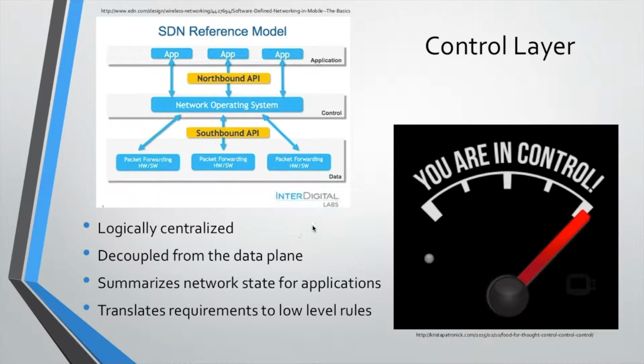It summarizes the network state for applications, which I mentioned before in the application layer. It uses the control layer to get the overview of how the network is. It translates the requirements of the application layer into low-level rules that the data layer or infrastructure layer uses. So basically, this is the control of software-defined networking. And an example of open source software-defined networking controllers are something like Floodlight and FlowVisor.